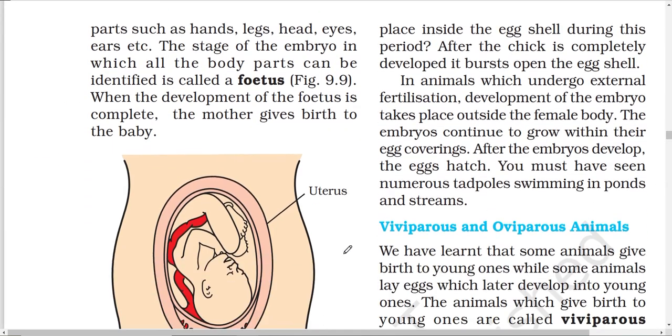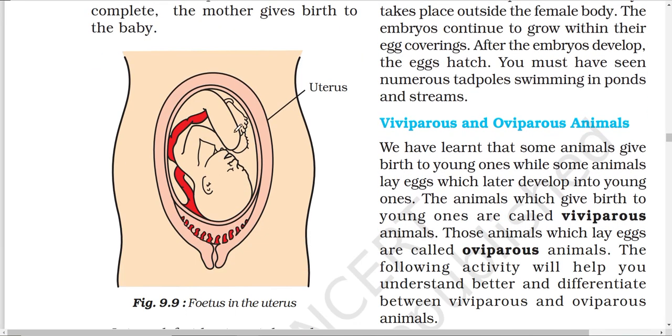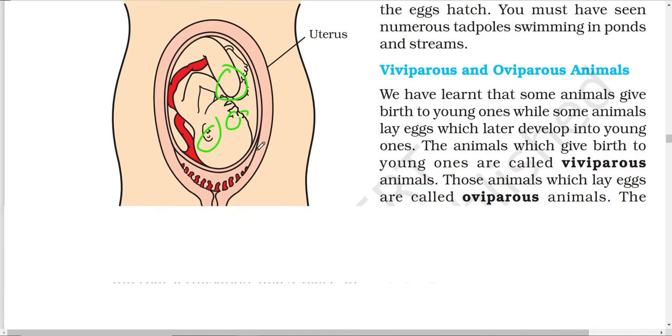Now, as I told, the stage of embryo in which all the body parts can be easily identified, such as over here we can identify the leg, ear, eyes, nose, lips, all the things are identified. This is known as fetus.